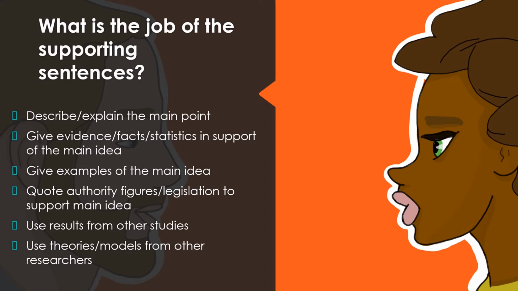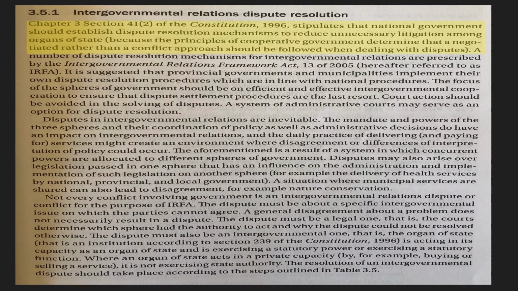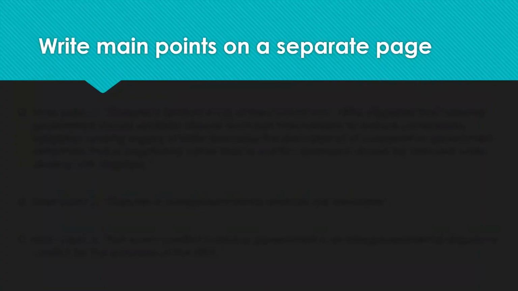Now I want you to go back to that extract and identify the main points for each of the other two paragraphs in the extract that we're summarizing. If you have a careful look, you will notice that the main points of paragraph 2 and paragraph 3 are also the first sentences in each paragraph. I would recommend that you write all of these main points now in a separate document.